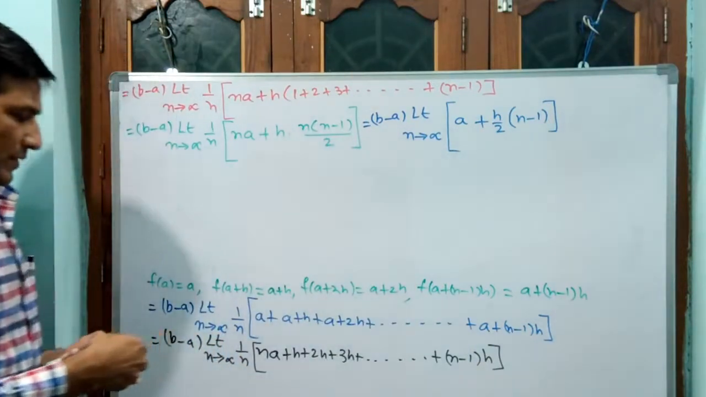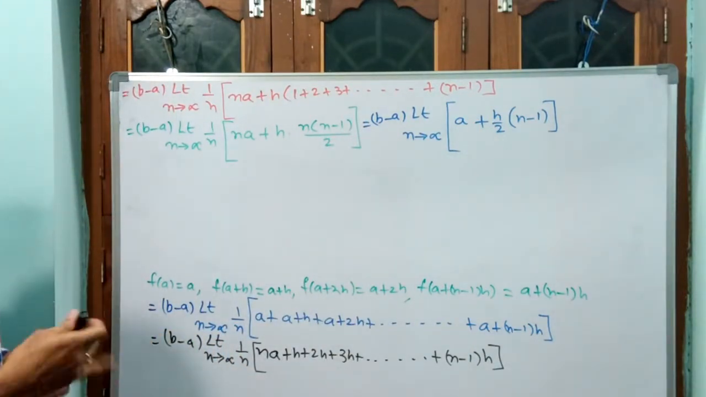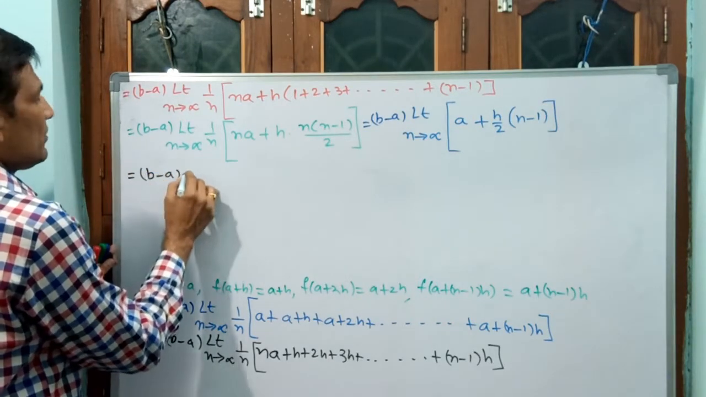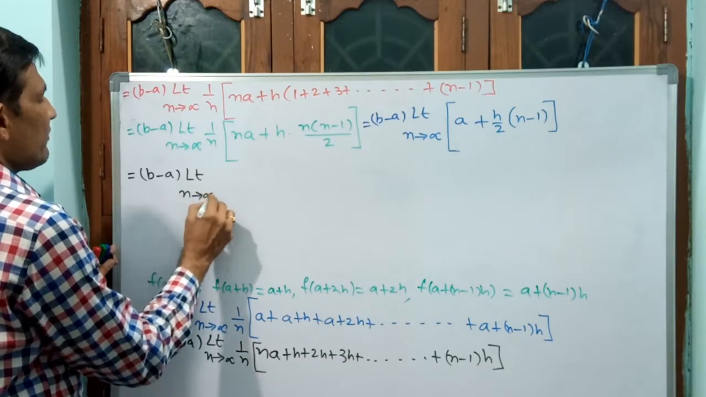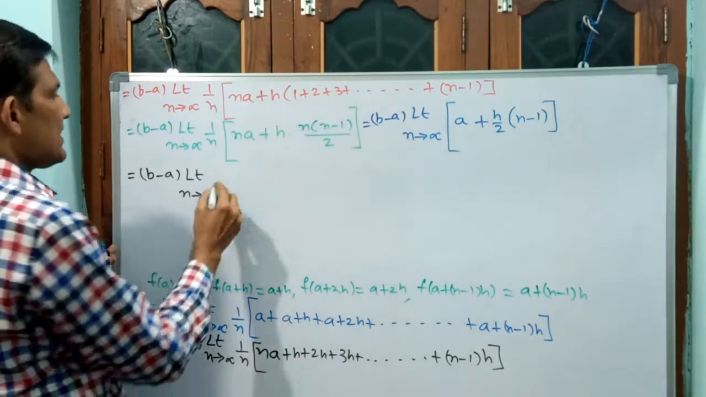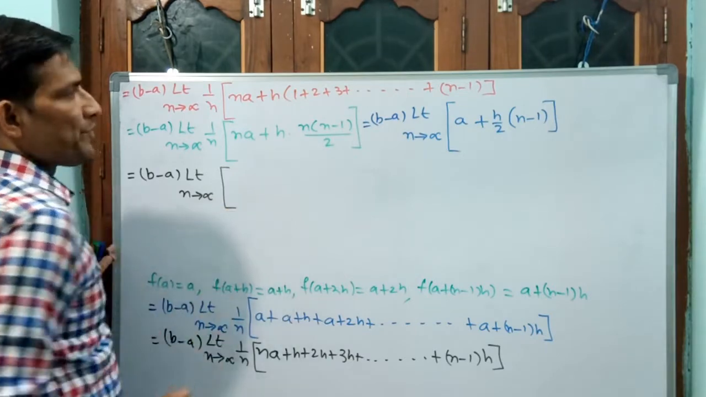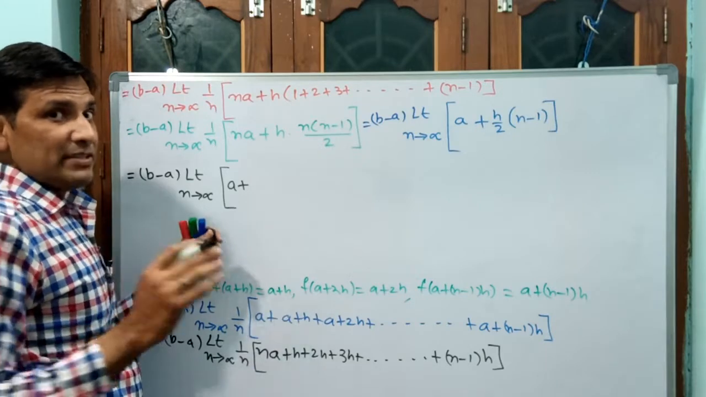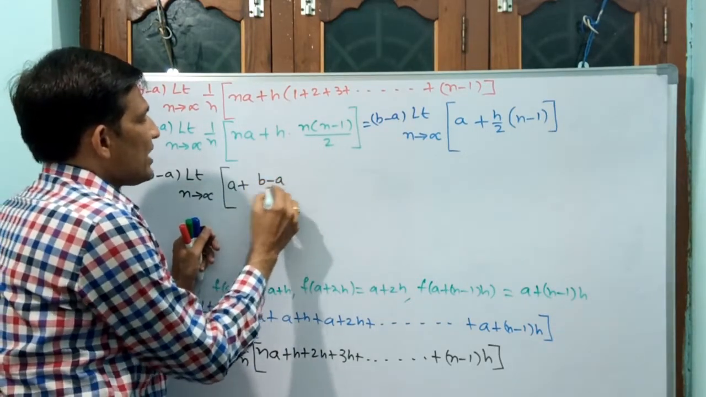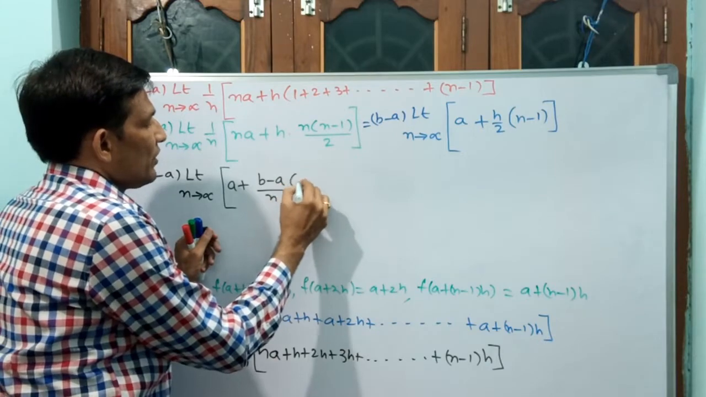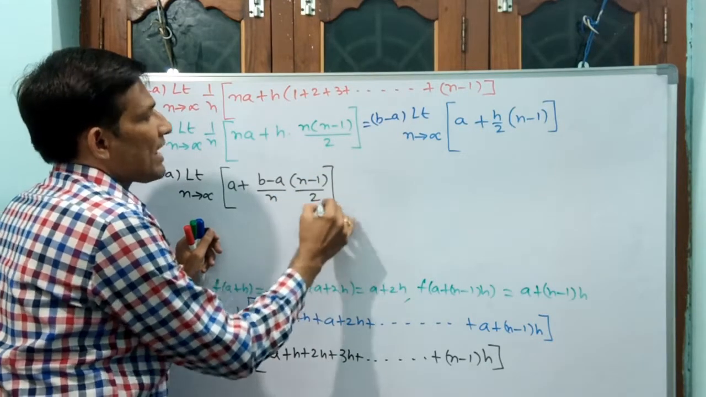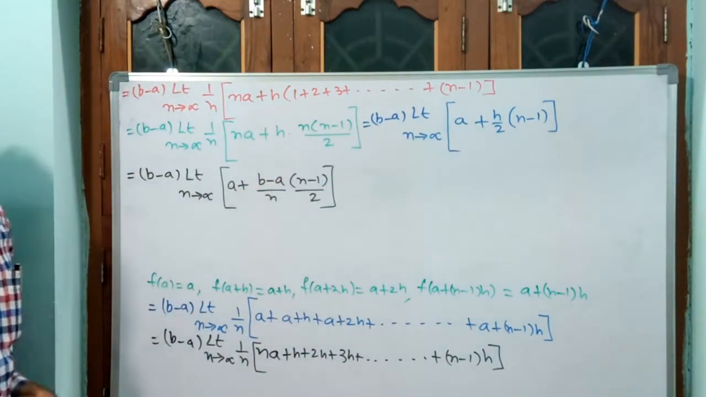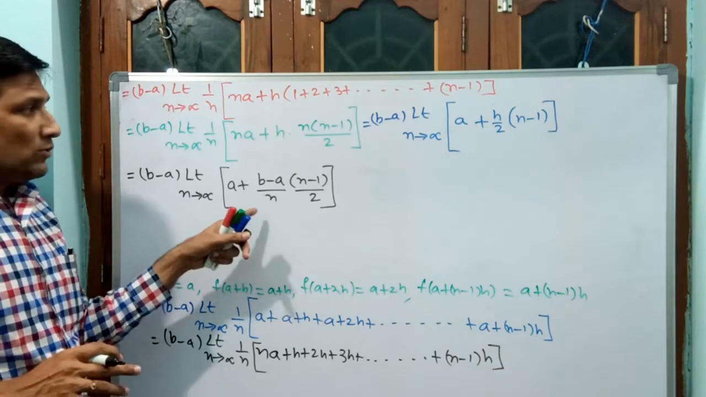That is equal to b minus a into limit n tends to infinity. Now 1 by n is not there, we have already sent it inside. You see what is happening here: a plus, I am replacing h. Observe carefully, b minus a by n into n minus 1 by 2. I have taken the denominator 2 of this, and h I have replaced with b minus a by n.